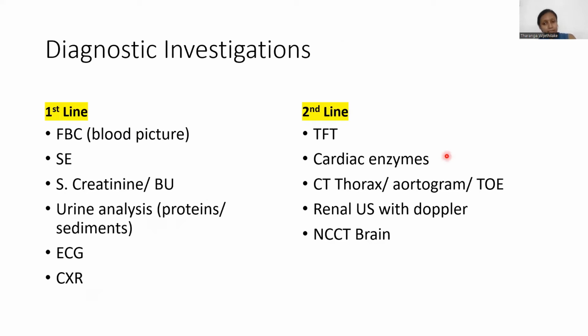So the second line tests are more pointing towards the etiology, things like thyroid function tests, cardiac enzymes if you are thinking of a myocardial infarction, CT thorax aortogram or transesophageal echocardiogram when you think of aortic dissection, renal ultrasound scan with Doppler, and this is more related to the acute renal failure, NCCT brain. And if your patient is pregnant, there's a number of tests that you would do in those patients, which we will discuss separately.